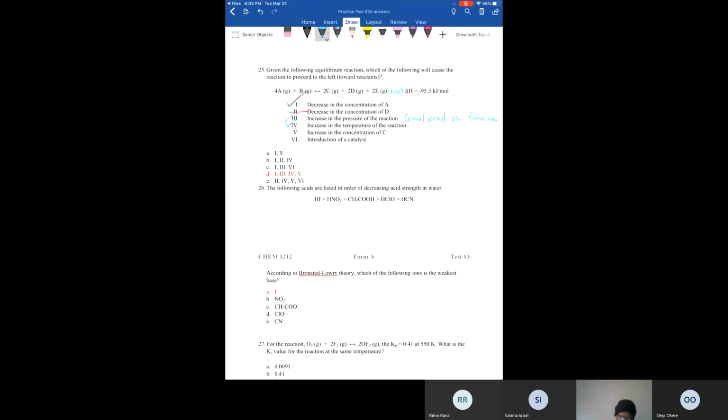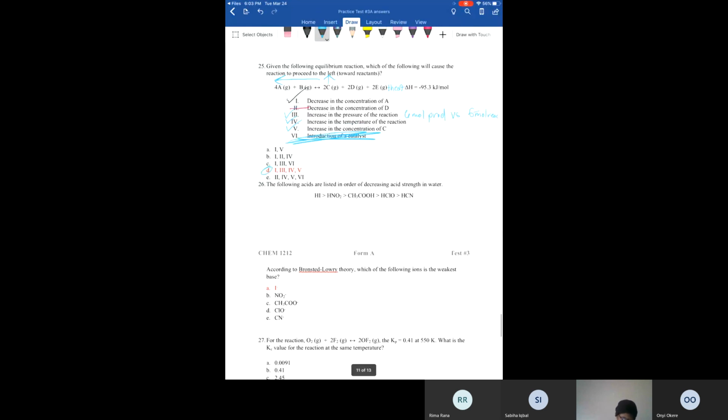Introduction of a catalyst? No, never. It doesn't affect the equilibrium. Remember that. If you remember nothing else, remember that a catalyst does not affect the equilibrium. Please remember that. So your answer would be D.